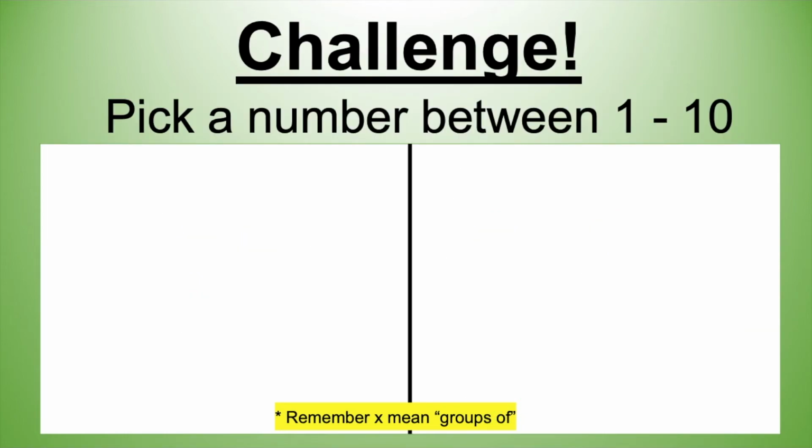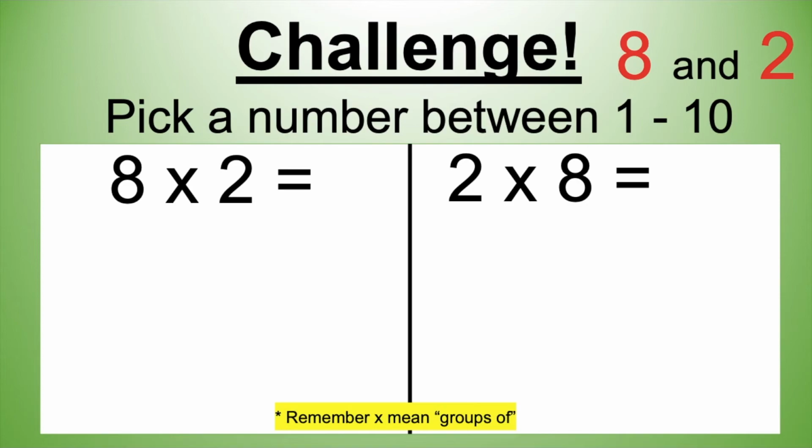So the challenge is pick a number between 1 and 10. So just one of your numbers can be between 1 and 10. So for example, I pick 8 and 2. So using those two numbers, I'm going to create a number sentence. So 8 times 2, and then I'm going to switch it around. So 2 times 8. And I know that that X or that times symbol means groups of. So 8 groups of 2.